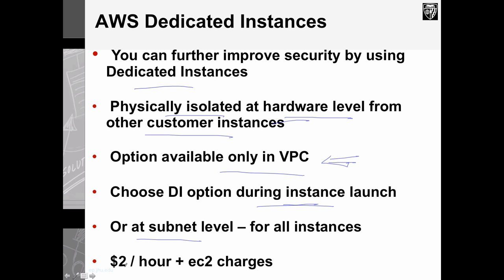With dedicated instances, you are paying an additional fee of $2 per hour on top of the normal EC2 charges, because Amazon is dedicating that physical hardware for your account. Again, it does not mean that there's a one-to-one correspondence between the instance and the physical hardware. All that means is that on that single physical hardware, other customers' instances will not be started.